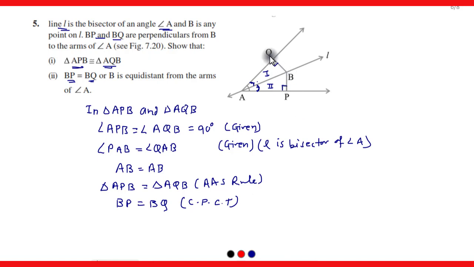And since BP is equal to BQ, that is B is equidistant from this side and this side, because this is the perpendicular and this is the perpendicular. And so here we have proved that triangle APB and triangle AQB are congruent and BP is equal to BQ.